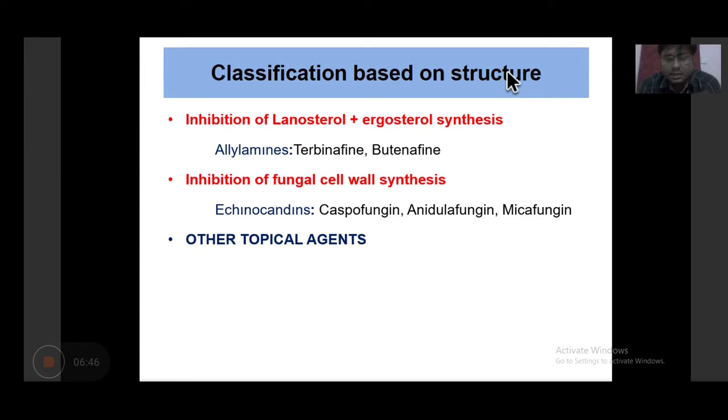Apart from that, as I said, there are a lot of skin eruptions by fungal infections and they are very easily treatable. So there are a lot of topical antifungal agents available, like tolnaftate, undecylenic acid, benzoic acid, ciclopirox olamine. So there are various ointments, creams and lotions available for antifungal treatment.